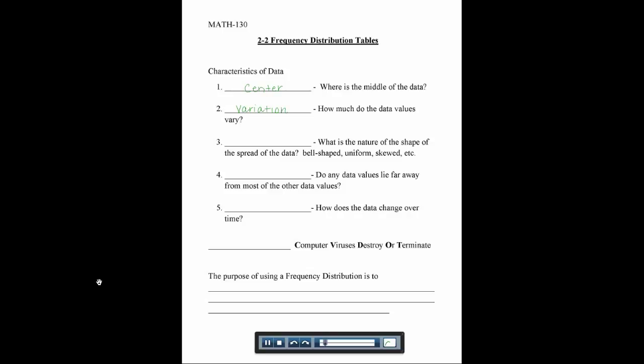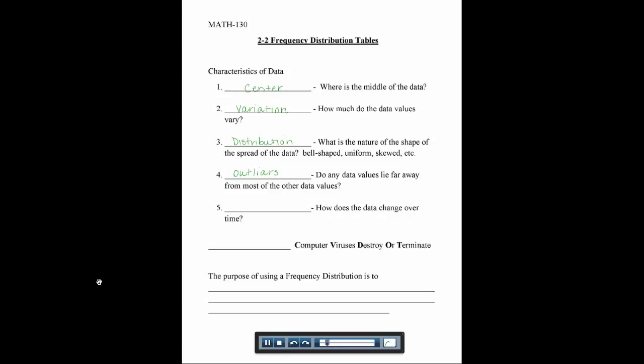We also want to know what the shape of the data is. If we made a graph, would it look like a bell-shaped graph, or what would it look like? And this is called the distribution. So it's a fancy word for shape. We might want to ask, do any of the data values lie far away from most of the other data values? If there are values that lie far away, these are called outliers. So these would be data points that are really outside what's normal.